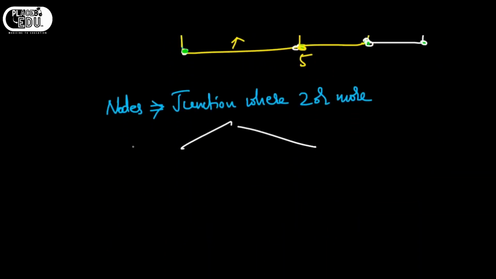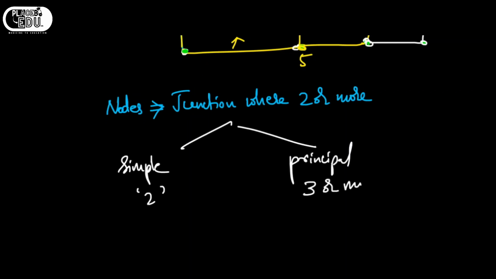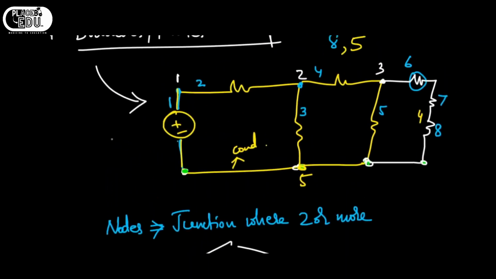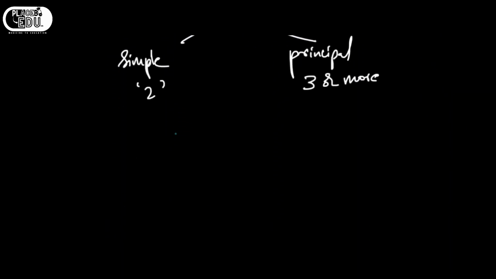We have two different types of nodes. One is the simple node and another one is the principal node. Whenever there is a junction of two branches, then it will be a simple node, and if there are 3 or more branches connected to a junction, then it will be a principal node. I think it's a bit confusing here. I will draw here for better explanation.